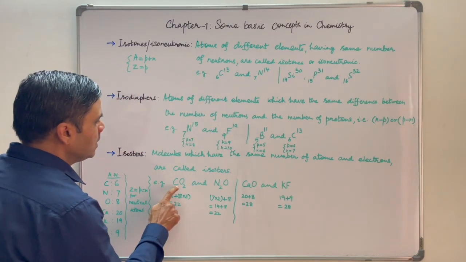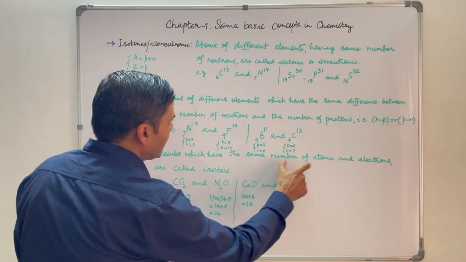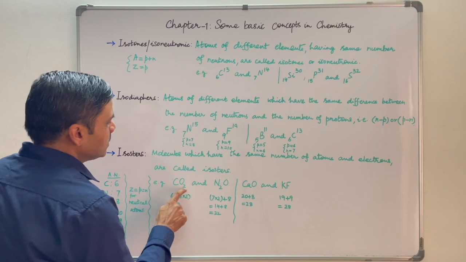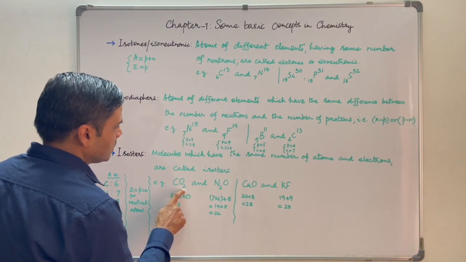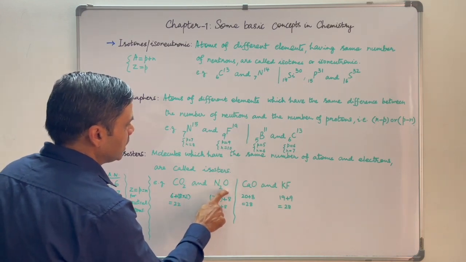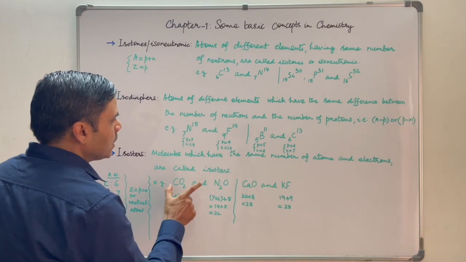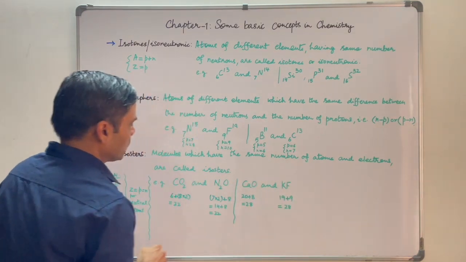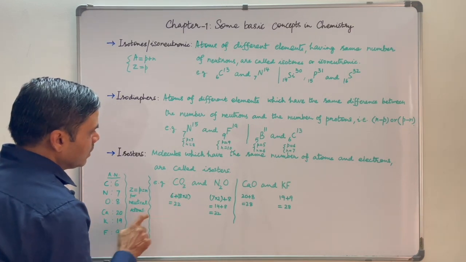For example, CO2 and N2O. We will verify number of atoms first. CO2 has 3 atoms, 1 atom of carbon and 2 atoms of oxygen. N2O has 3 atoms, 2 atoms of nitrogen and 1 atom of oxygen. So they have same number of atoms. Now let us calculate the number of electrons. Atomic numbers of these elements are written here.